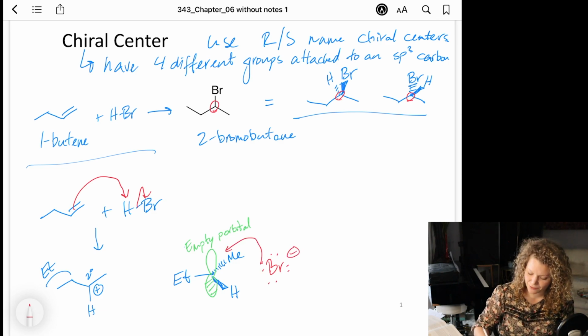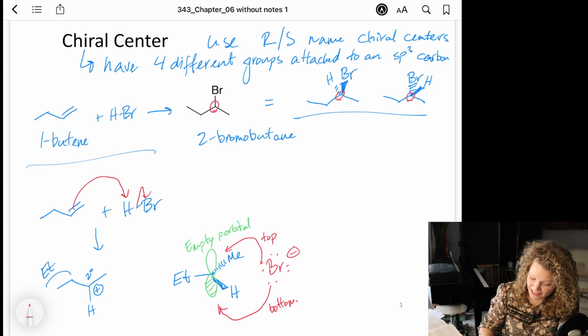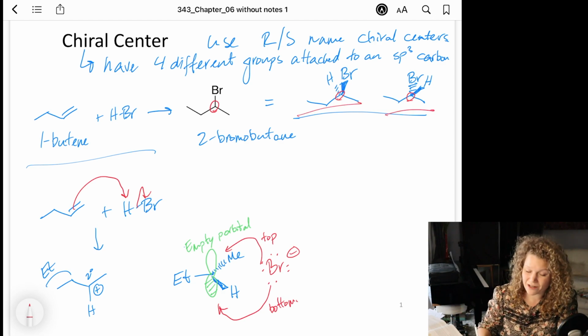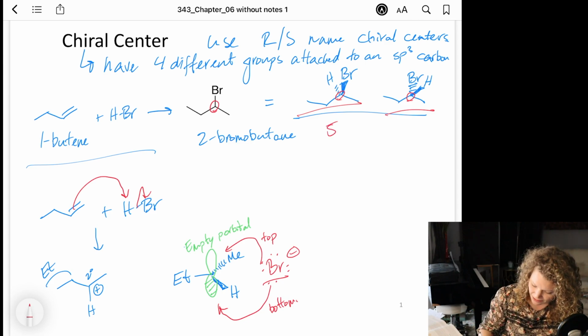And it can attack from either the top or it can attack from the bottom. We get the bromine that's either wedged or it's dashed. Now, the chances of this bromine attacking this carbocation from above or below have the same probability. That means we're going to get a 50-50 mixture.